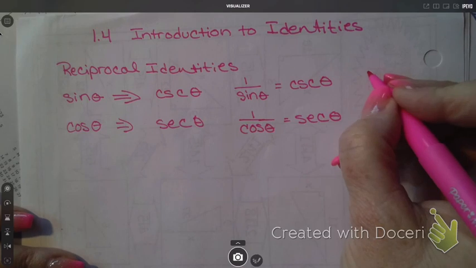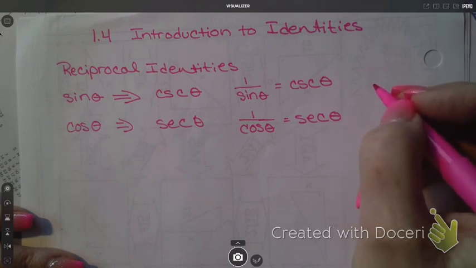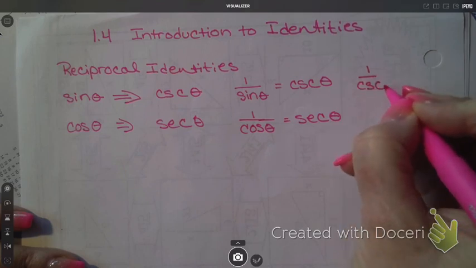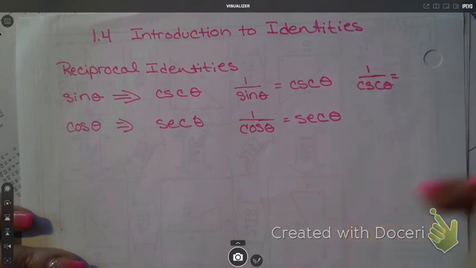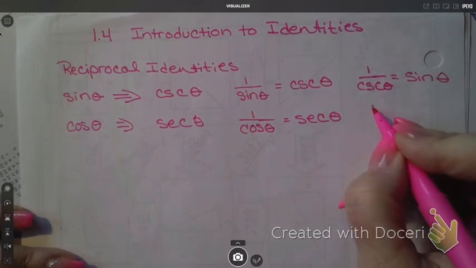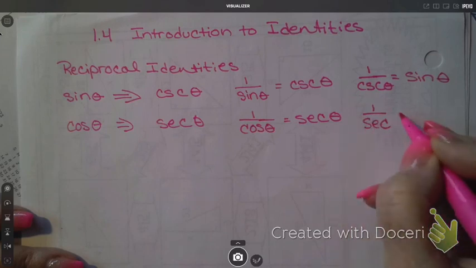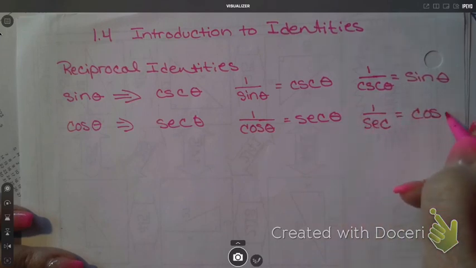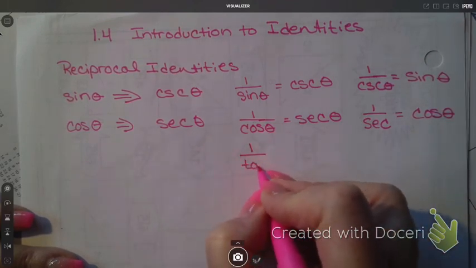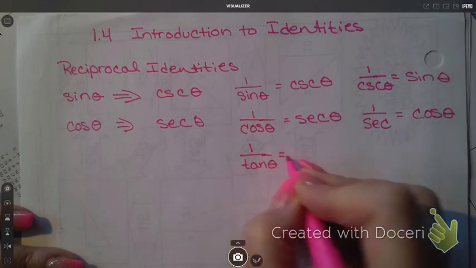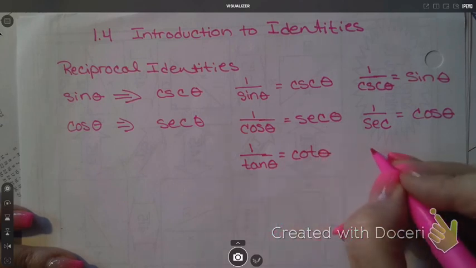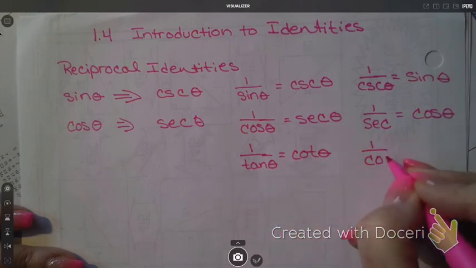So what would 1 over cosecant equal? Sine. And what would 1 over secant equal? Cosine. What would 1 over tangent equal? Cotangent. And what does 1 over cotangent equal? Tangent.